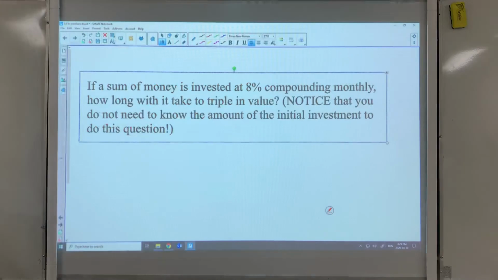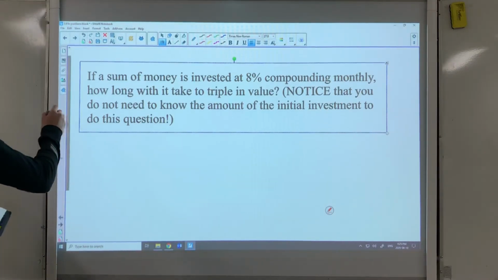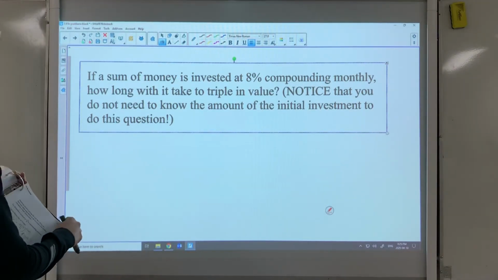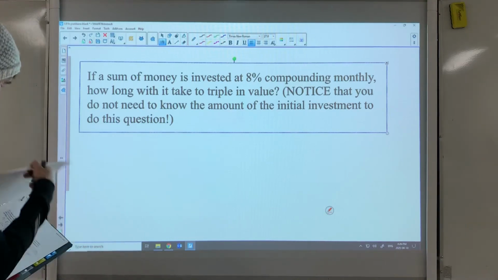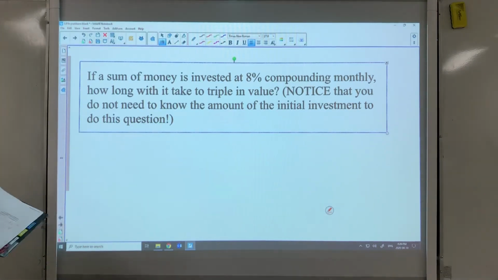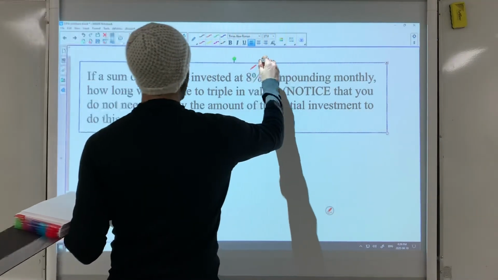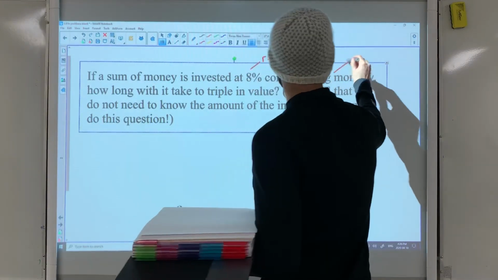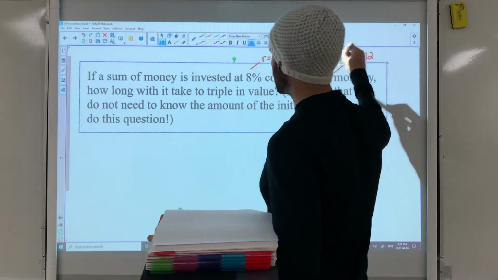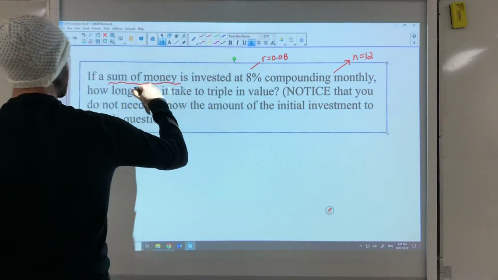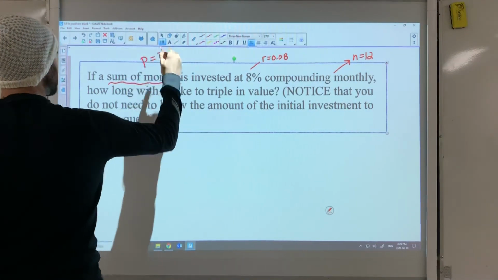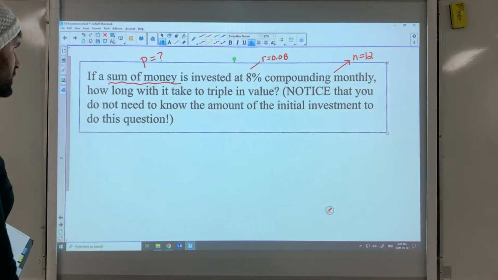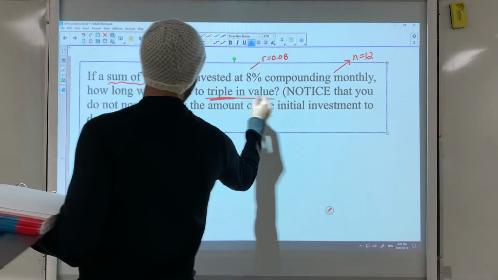So on to the next one. This is a very similar question. It says a sum of money is invested at 8%, compounding monthly. So this would be R. Divide by 100, you get 0.08. Compounding monthly means n is 12. Now we don't know how much money this is, so basically, we don't know the principal. How long will it take to triple in value?